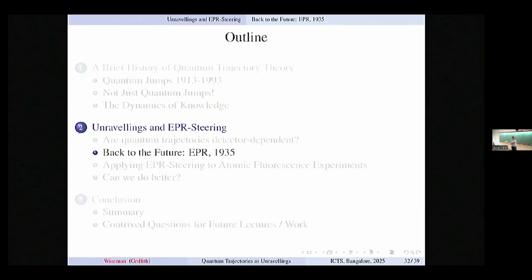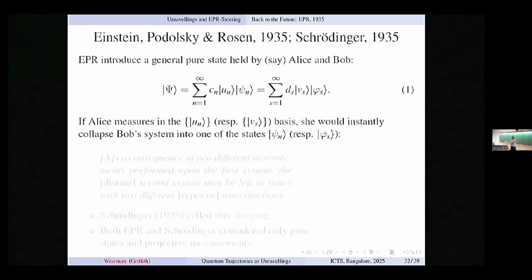So maybe I'll just do a snippet. I think the answer is yes, and yes, we can design experiments to do this. They haven't been done yet. And the route to doing it is to go back again in history to EPR, well, Einstein, Podolsky, and Rosen, and to Schrödinger in their work in 1935.